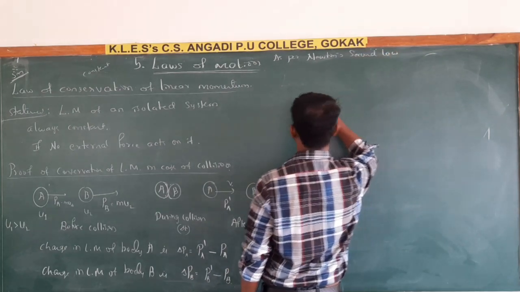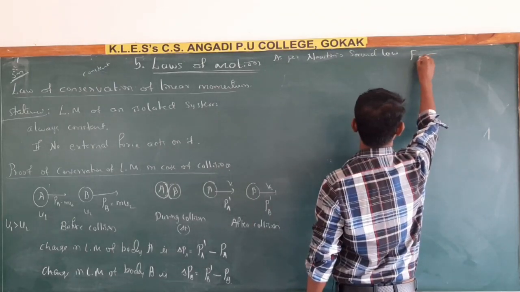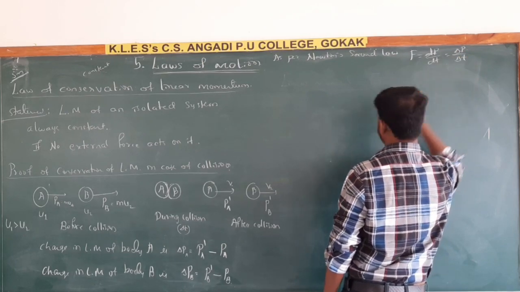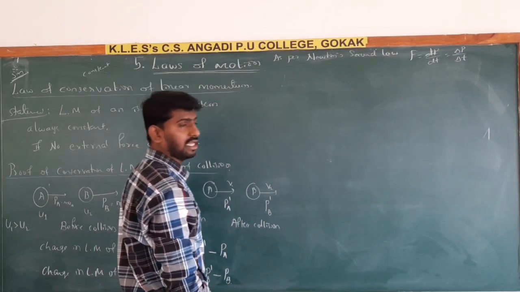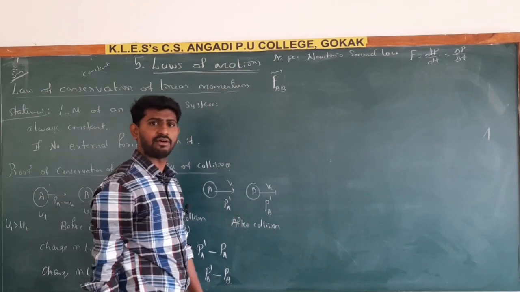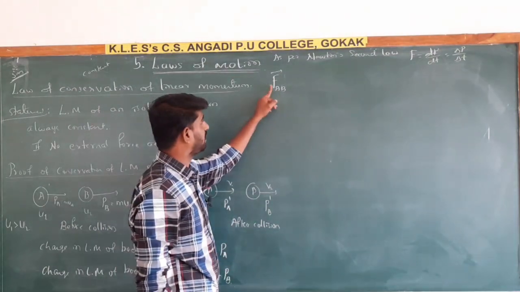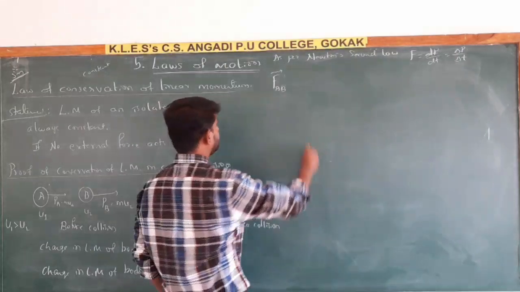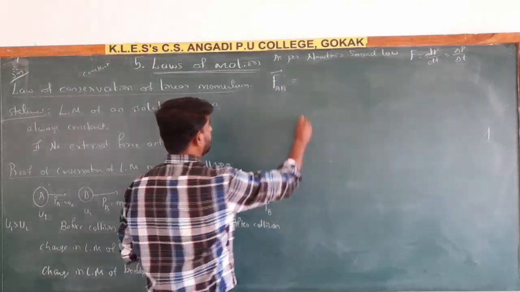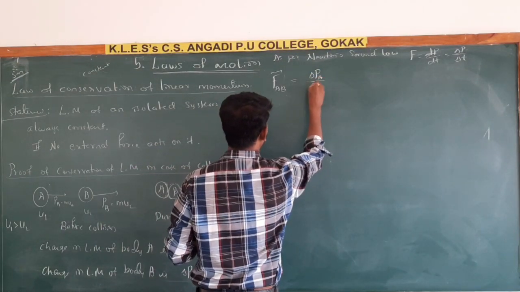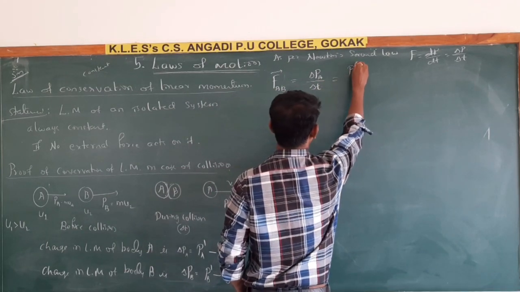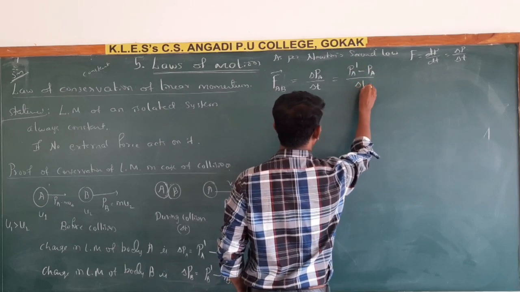Okay, so then as per Newton's second law of motion, we know force is equal to change in linear momentum divided by time, or you can write delta p by delta t, change in linear momentum divided by time. So if I write it like F of AB, what is F of AB? The force on body A due to B. The force on body A means how much force is experienced by the body A, that is equal to change in linear momentum of A divided by the time interval, or I can write it as PA dash minus PA divided by delta T.